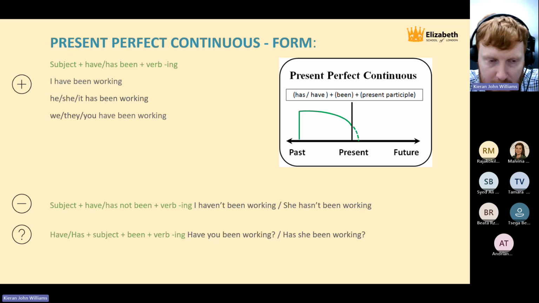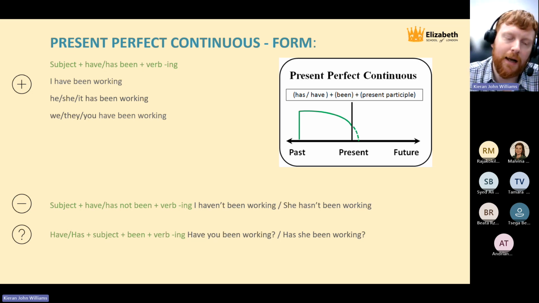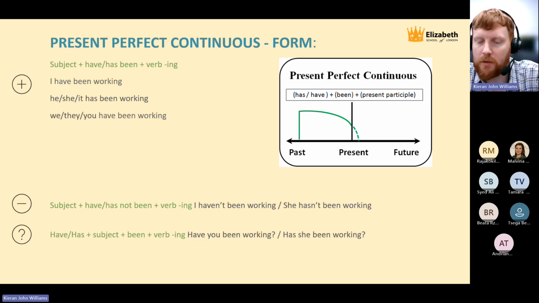Okay, so that's in the positive. In the negative, we just add not. So I have not been working. I haven't been working. He has not been working. He hasn't been working. We have not been working. We haven't been working. And then as a question, again, we just change the word order. Okay. So I have been working would be, have you been working?